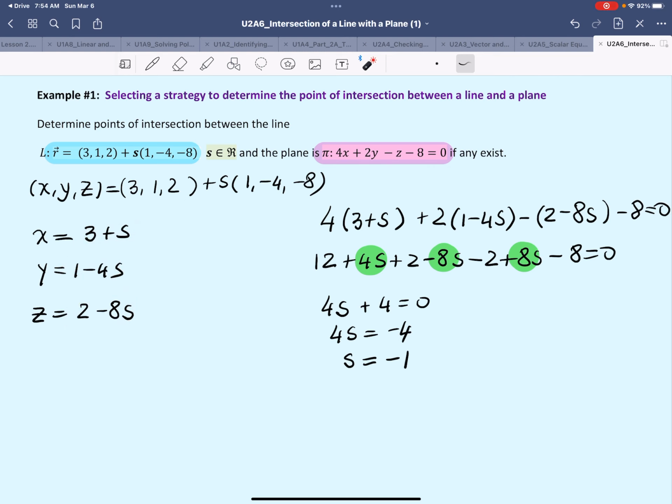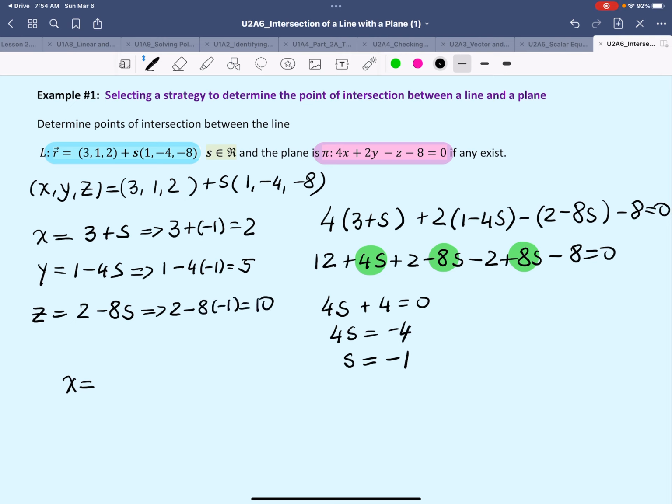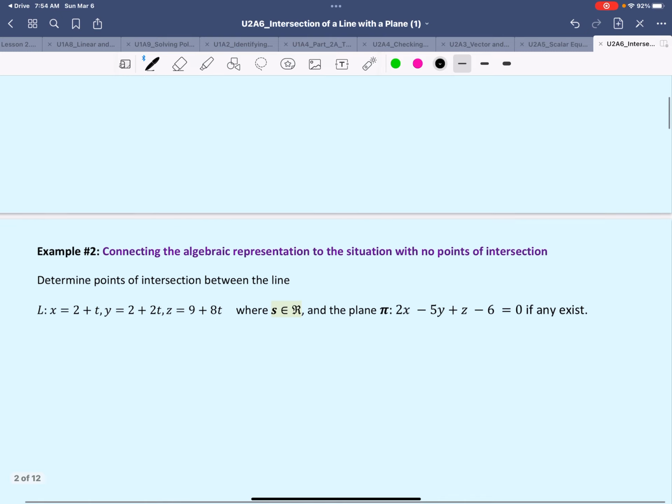So with this s value, we're going to revisit the parametric equations. 3 plus s would be 3 plus negative 1, that's 2. 1 minus 4s would be 1 minus 4 times negative 1, which is 5. And 2 minus 8s would be 2 minus 8 times negative 1, which equals 2 plus 8, or 10. So therefore, there is a point of intersection, and the coordinates of it are (2, 5, 10). Now let's move on to the next example.